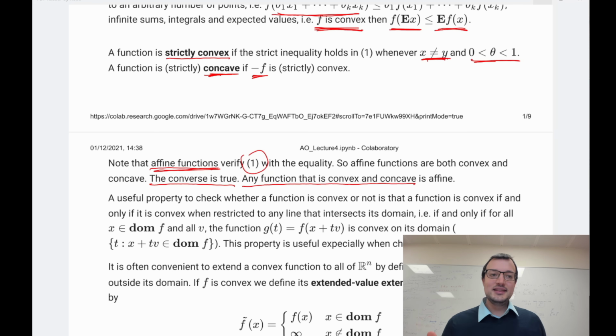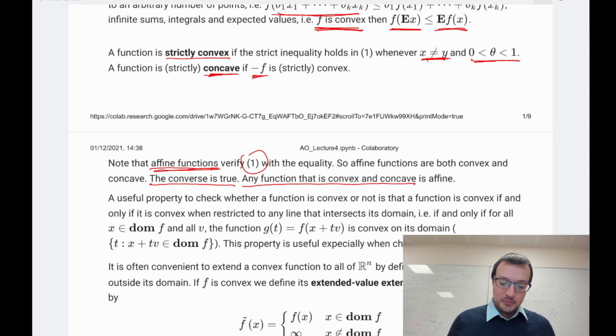Convex means a function that curves upward, and a function that is concave is a function that curves downward. So the only function that can satisfy both conditions is a straight line or a hyperplane. A hyperplane is an affine function, essentially. Or better, an affine function defines a hyperplane. That's the proper way of expressing this idea.